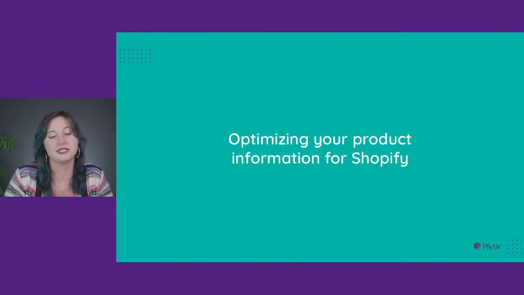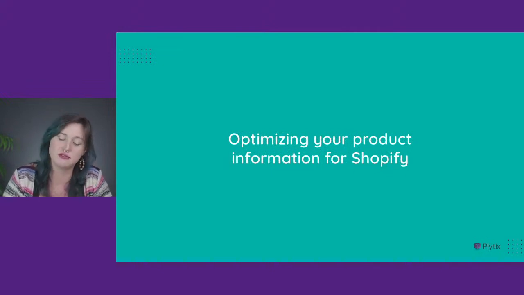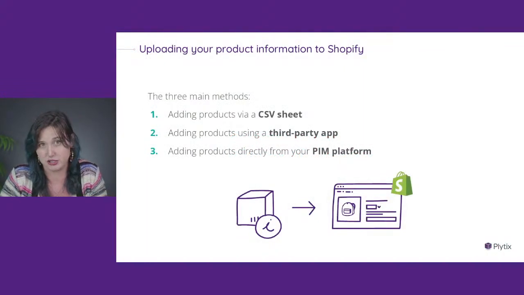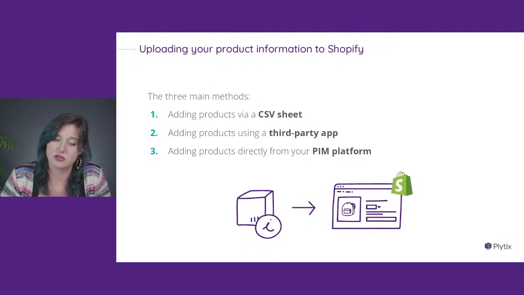So for our next section, we're going to talk about optimizing your product information for Shopify. Now, there are 3 main methods that you can use for uploading your product information in bulk. First of all, you can add products via CSV sheet. You can also add products using a third-party app. And then finally, you can add products directly from a product information management tool like Plytix.